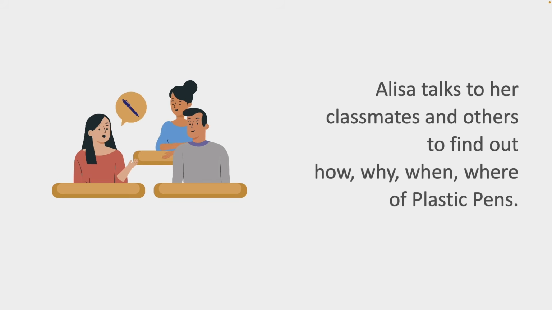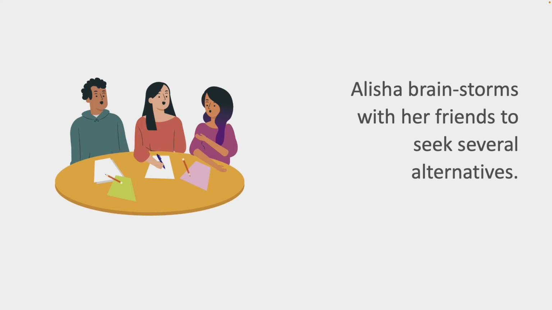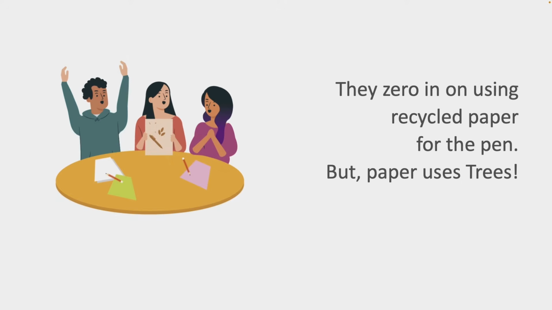So she talks to her classmates and others to find out with many questions like how, why, when, where of plastic pens. This has given her a worldview of the issues connected with plastic pens. Then she brainstorms with her friends to see if they can find some solutions, so basically looking for alternatives. And they zero in on using recycled paper for the pen. Things like newspapers can be used to make the pen itself.